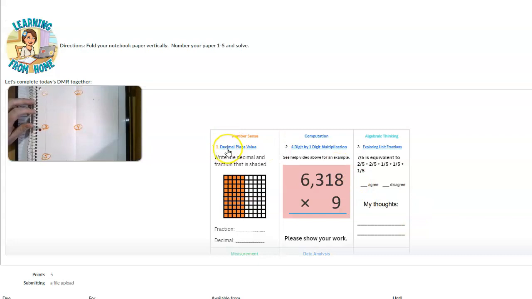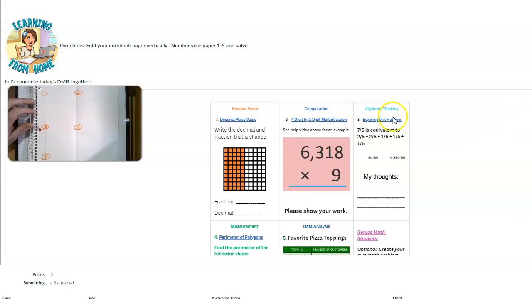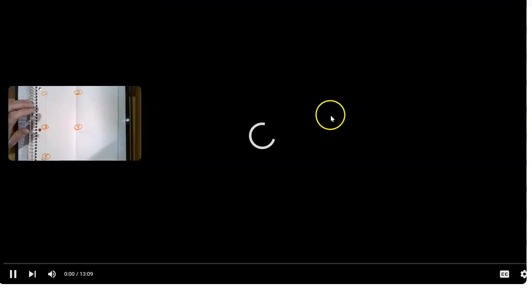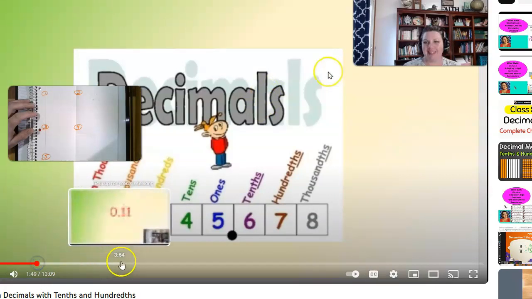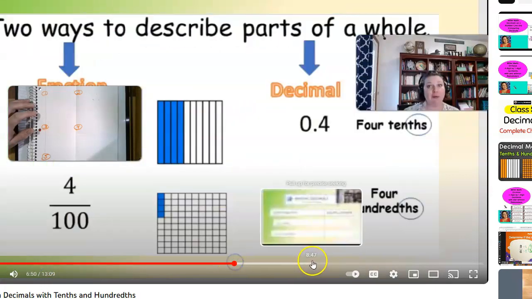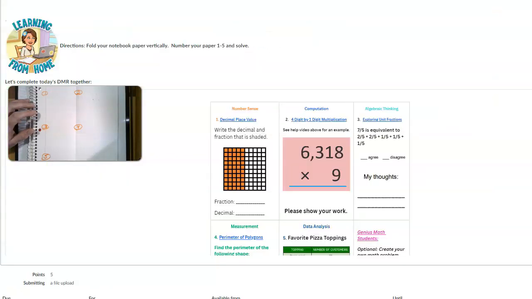Start with number 1, decimal place value. If you need some help or a reminder of how to write the decimal and fraction that is shaded, there is a help video linked here that will take you to a math video with decimals in the hundreds and thousands, but I'll leave that for you to watch if you'd like to. Write the decimal and fraction that is shaded.